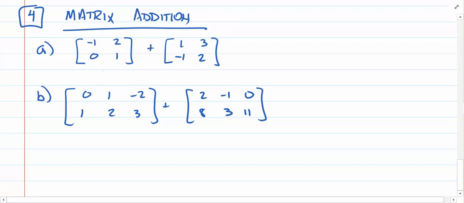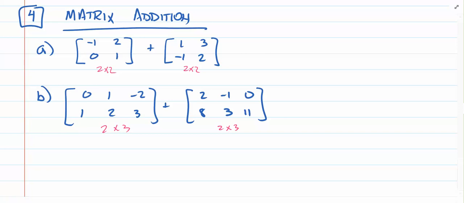What's the order of my first matrix here? 2 by 2. How about the second one? 2 by 2. And how about this one down here in example B? 2 by 3. What about this one over here? 2 by 3. It's important that if you're adding two matrices together, they must have the same order.